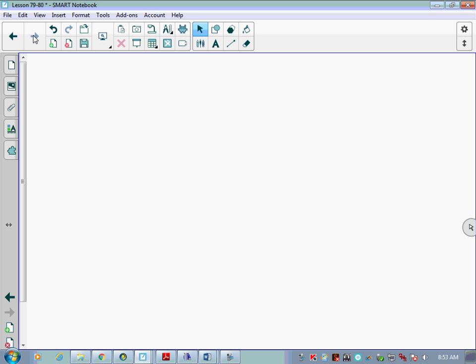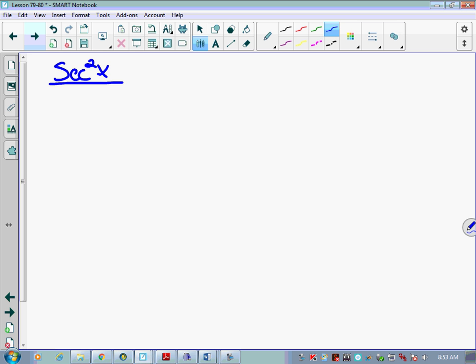So let me at least write down the question again. It says secant squared x over secant squared x minus 1 equals cotangent squared x. So what you have to keep in mind on this is you're looking in that trigonometric identity sheet to see what also equals cotangent squared.